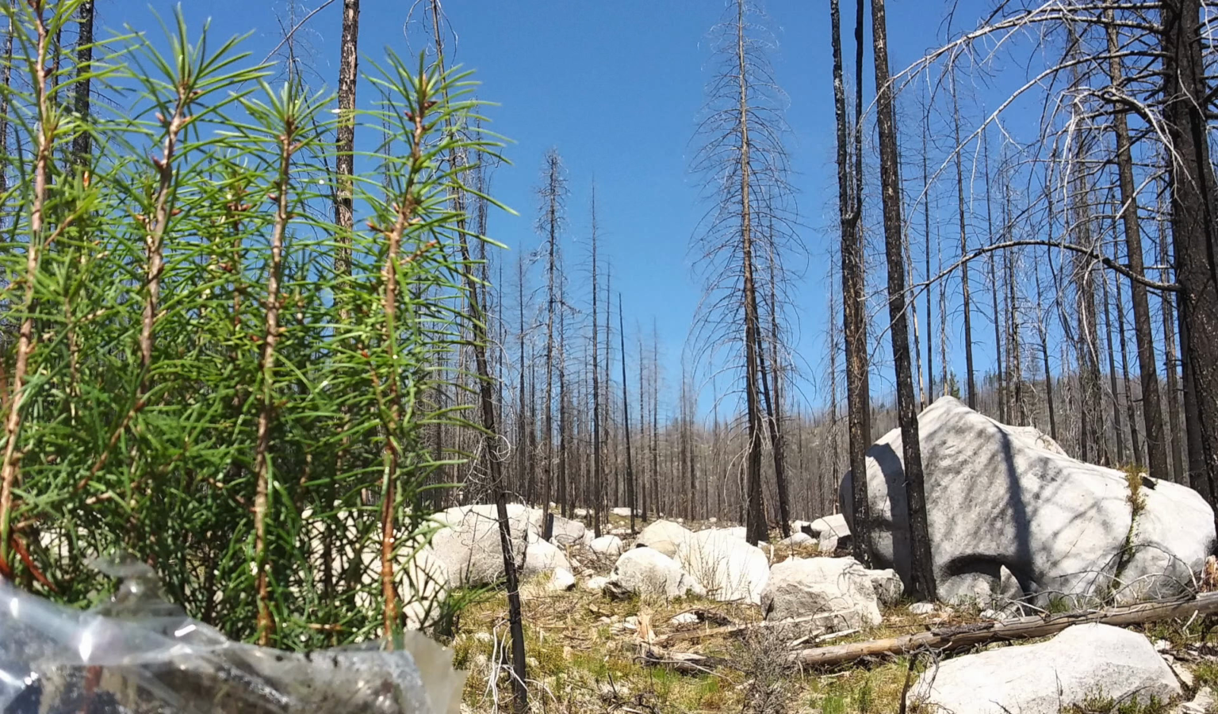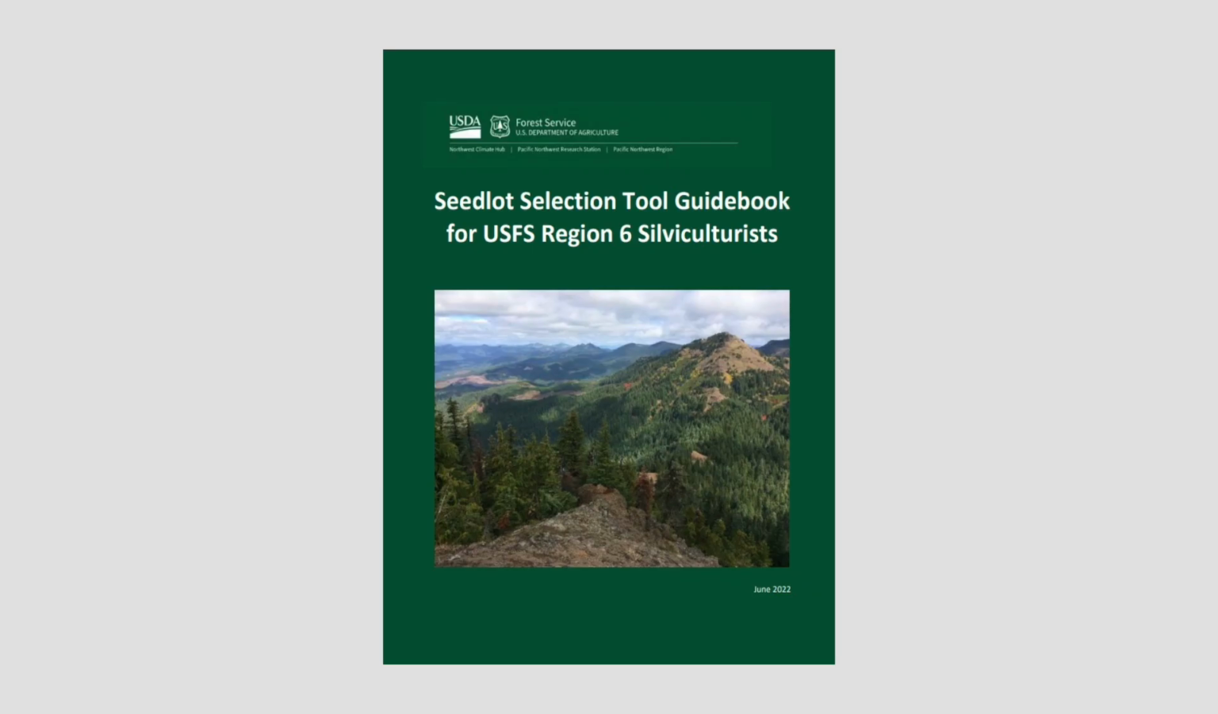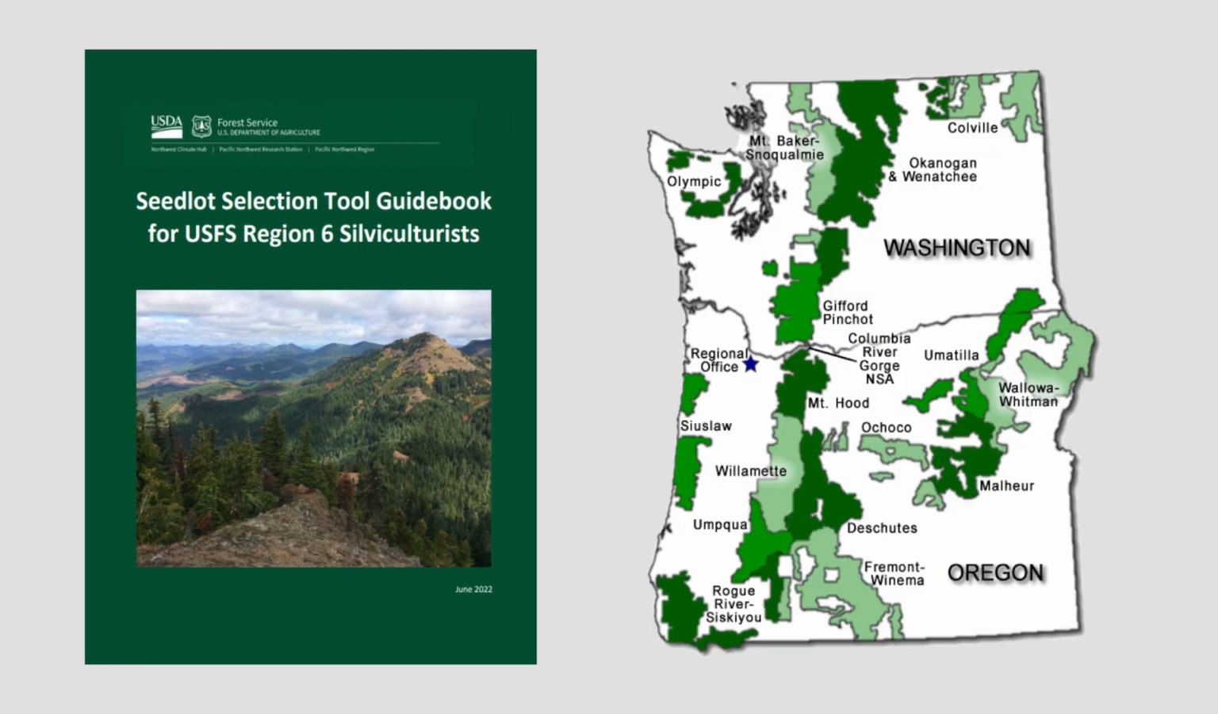If you're interested in a general description of assisted migration, check out this Climate Hub webpage on the topic. In this tutorial, I'll be showing you two scenarios from the Seed Lot Selection Tool guidebook to get you familiar with the tool. The scenarios in the guidebook and user tips focus on the Pacific Northwest region of the National Forest System, as well as national and regional Forest Service policy as of June 2022.